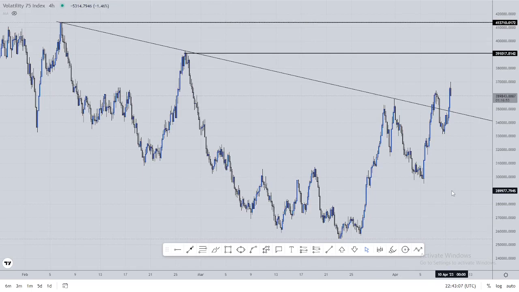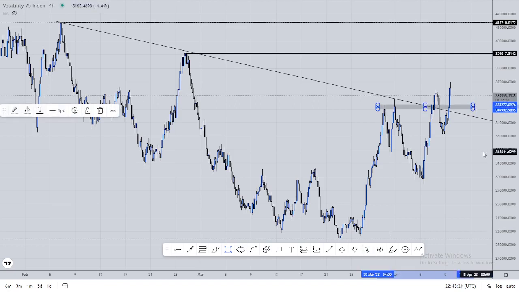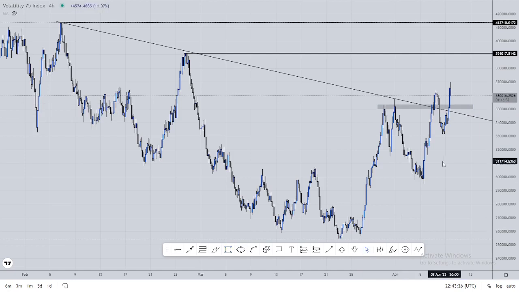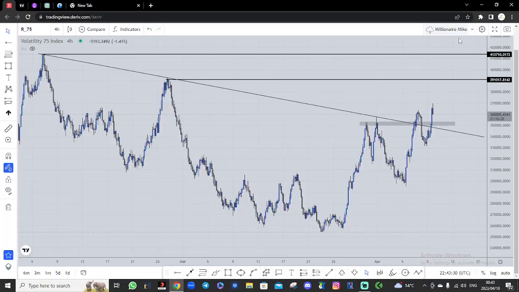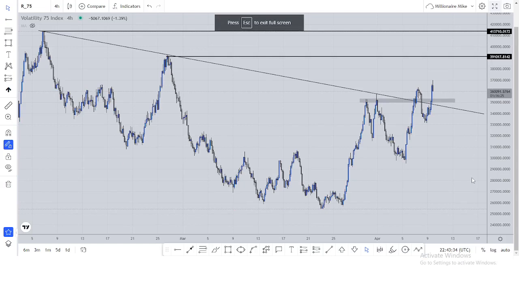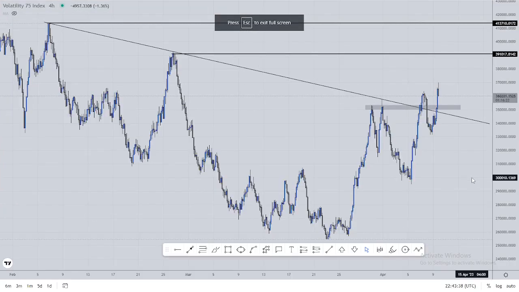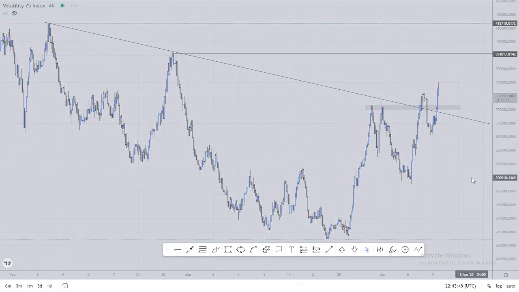Right, so once we get a pullback, just in case it wants to pull back, I'm going to actually buy and as well as give the signal to my fellow traders in the signals group. But so far so good. The buy is actually looking smoother than my sellers. So once we get a retest there, we are done. Retest, we enter.